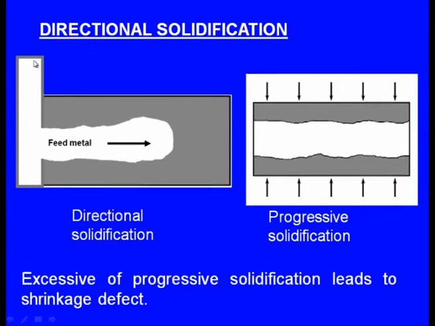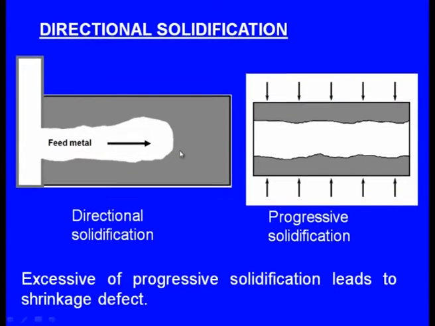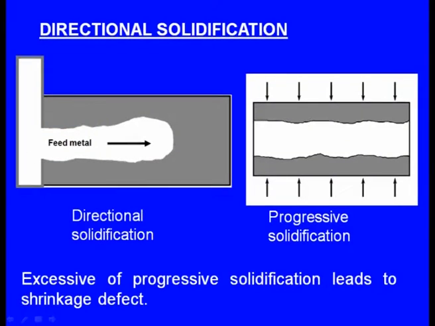Now, here there is liquid metal. This gray portion indicates the solidified casting. The solidification is gradually propagating towards the riser. As it is propagating towards the riser, liquid metal in the riser is able to feed any shrinkage that is taking place during the process of solidification. So, the direction of the solidification is in this direction. The solidification is progressing this way, like this.